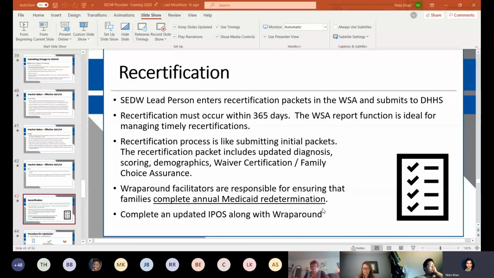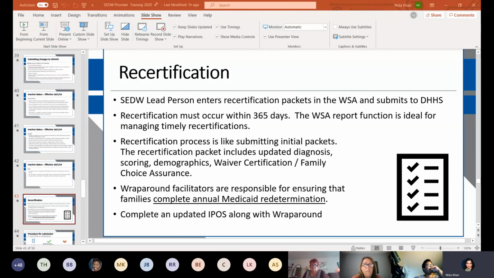So what exactly happens when we are doing recertifications? Like we mentioned earlier, we have the SED waiver committee that looks at the individual again. If the individual still continues to meet criteria, then we will have a discussion. And if they are approved based on the MDHHS criteria, then the SED waiver lead, which is Kim, or Marissa in this particular area, because Marissa now handles the recertifications, will enter the recertification packet into the WSA, and then it comes to me to approve, and then I submit it to MDHHS. And recertification is a yearly process.